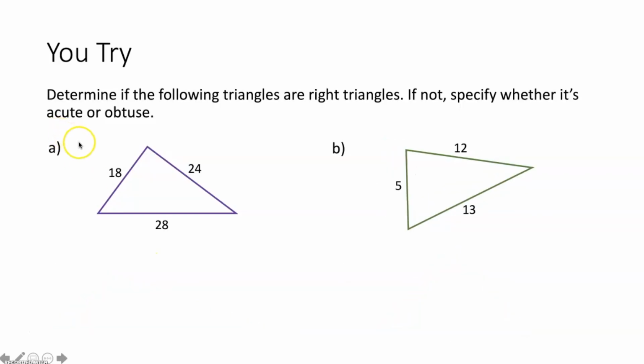Okay, doing the same thing here. I need to figure out if a squared plus b squared is equal to c squared. If it is, it's a right triangle. If a squared plus b squared is less than c squared, it's obtuse. If a squared plus b squared is greater than c squared, then we know it's acute.